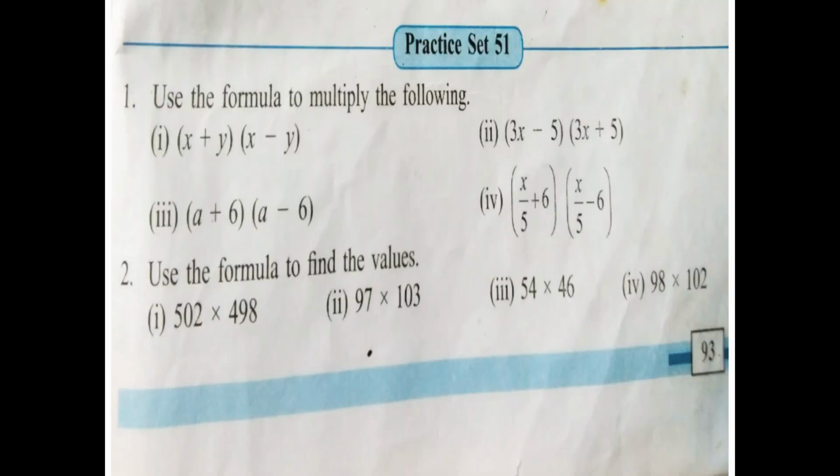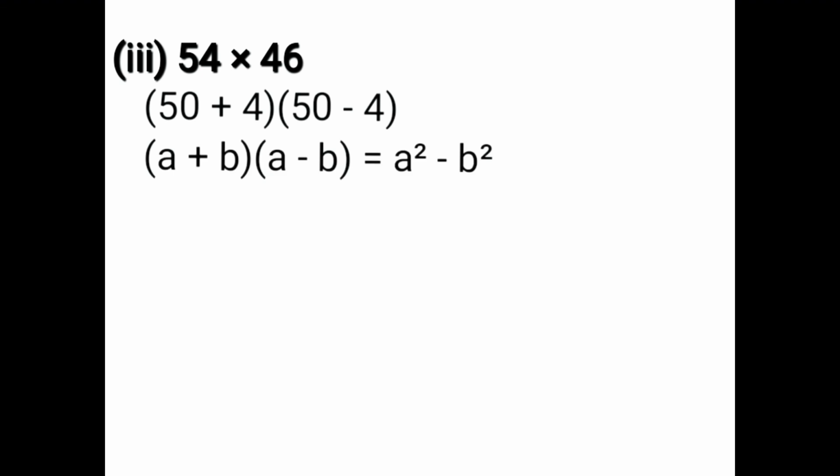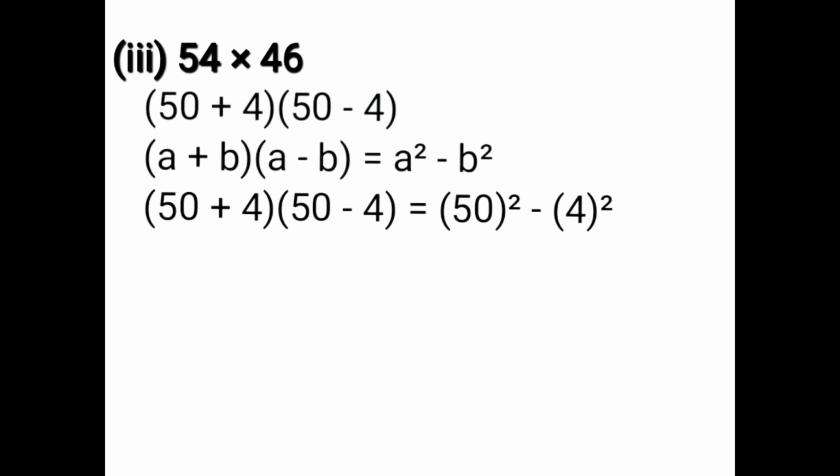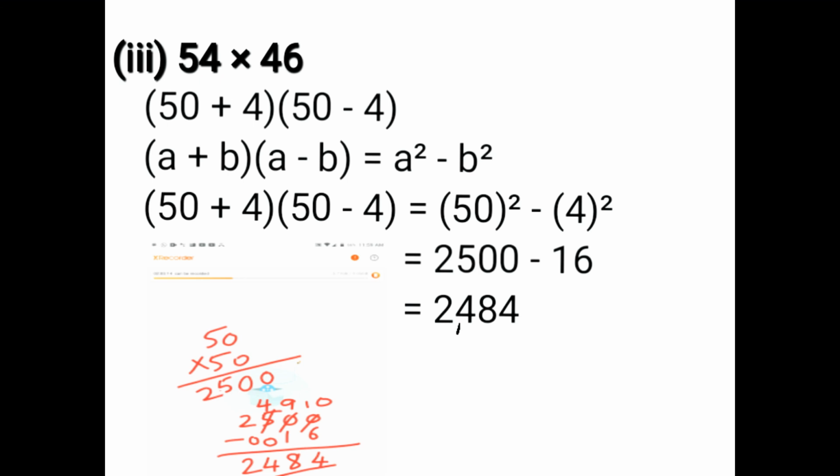Next one, 54 into 46. So it is coming 50 plus 4, 50 minus 4. (a plus b)(a minus b) is equal to a square minus b square. (50 plus 4)(50 minus 4) is equal to 50 square minus 4 square. 50 square means 2,500, minus 4 square, 4 fours are 16. The answer is 2,484 after subtracting this. I have subtracted here. Check.